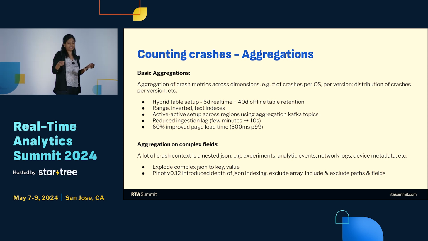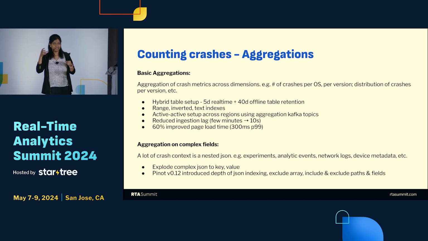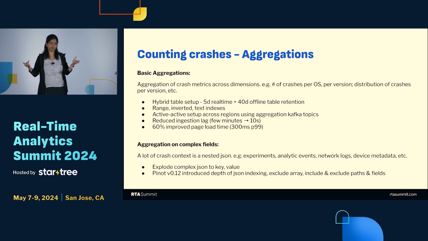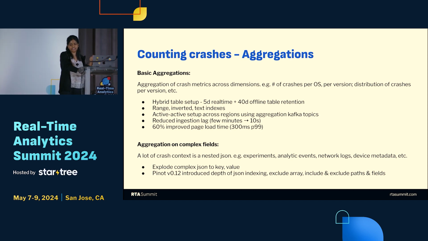But when we upgraded to 0.12, we could leverage JSON indexing with more advanced features, where you can define the depth of the JSON indexing, or you can exclude some arrays which are not going to be queried in your data sets. You can include or exclude some of the paths as well. So that helped us significantly trim down the data that you want to index.